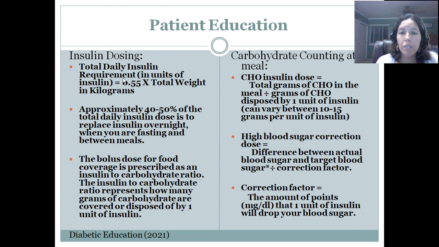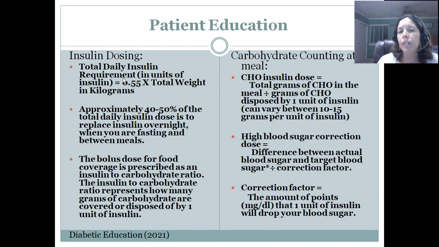As patients become more familiar with their insulin administration, their endocrinologist might teach them how to do carb counting. Carb counting is basically taking the total grams of carbohydrates in your meal and dividing it by the grams of carbohydrates disposed by 1 unit of insulin. So in the hospital, for example, we say that 15 grams of carbs is equivalent to 1 unit of insulin.